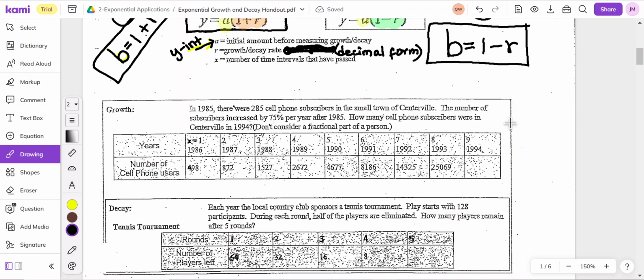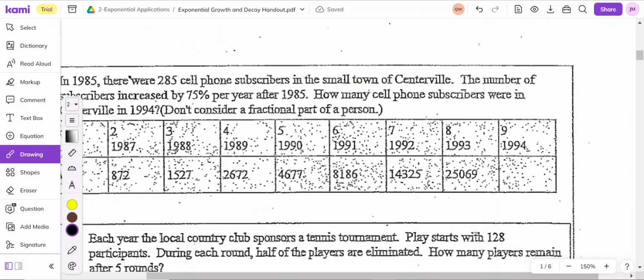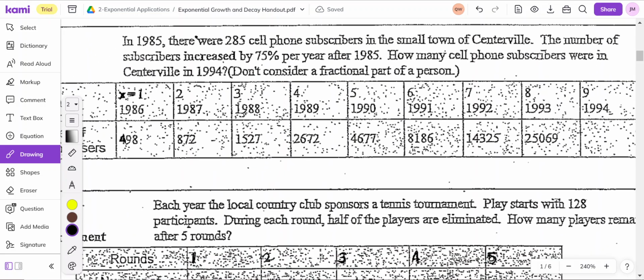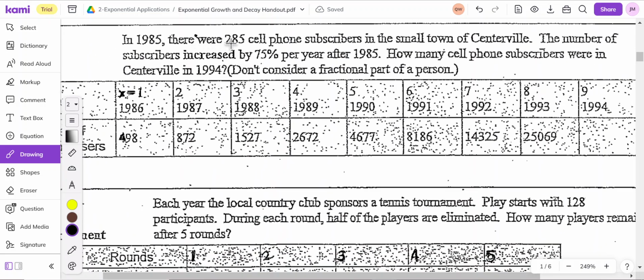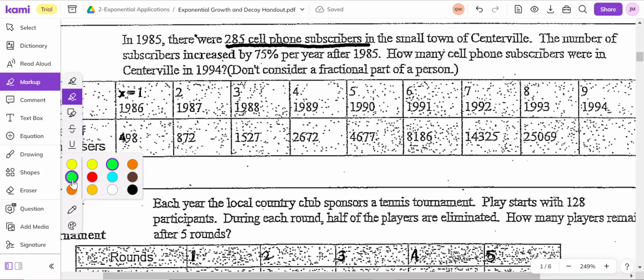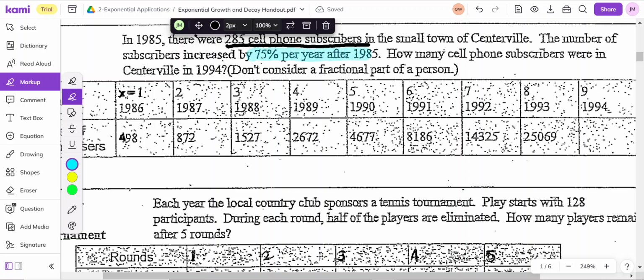All right, here's an example. Let's see if we can understand these numbers a little bit better. All right, so in 1985, there were 285 cell phone subscribers. Underline. The number of subscribers increased by 75% per year.